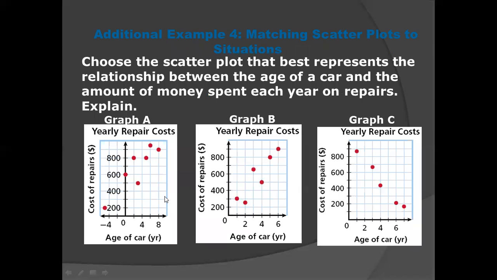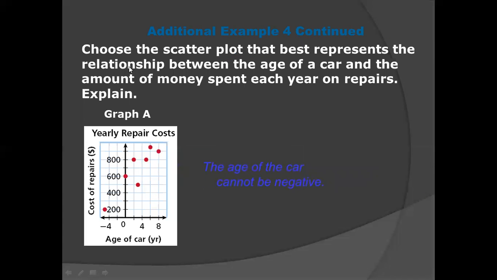decreases. Another example, choose a scatter plot that best represents the relationship between the age of a car and the amount of money spent each year on repairs, and explain. We have three graphs. First graph: the age of a car cannot be negative. This point is not true.